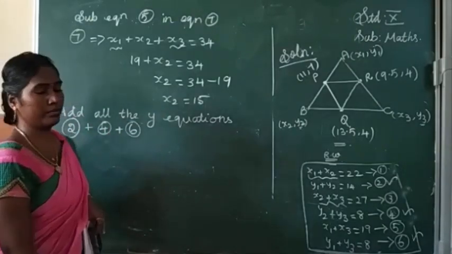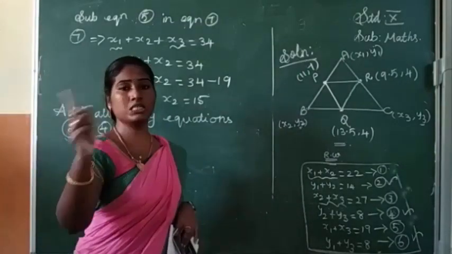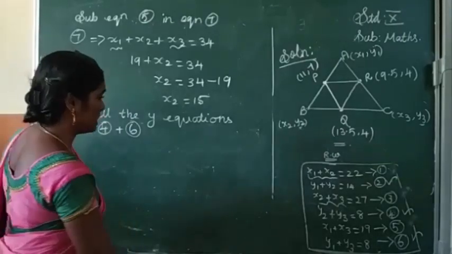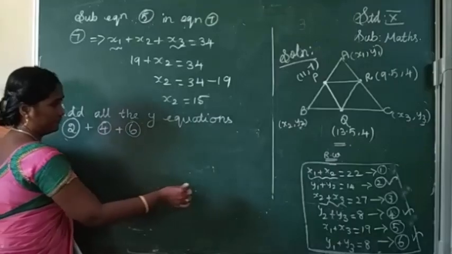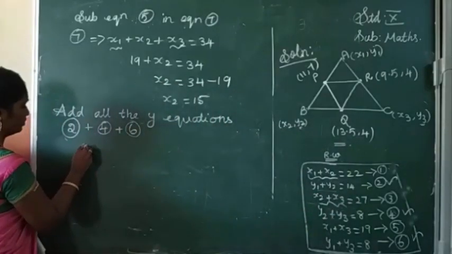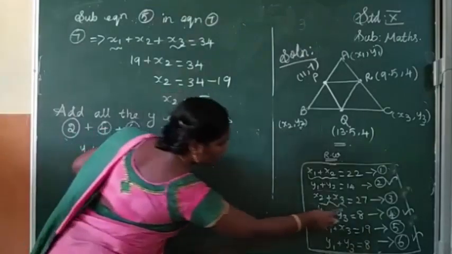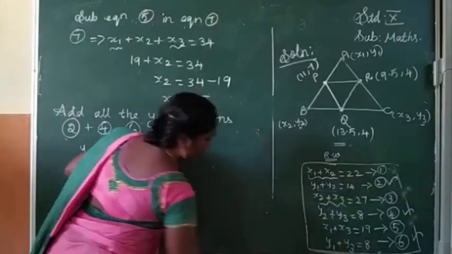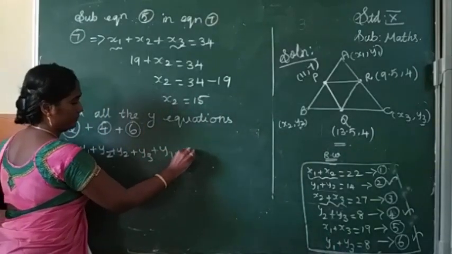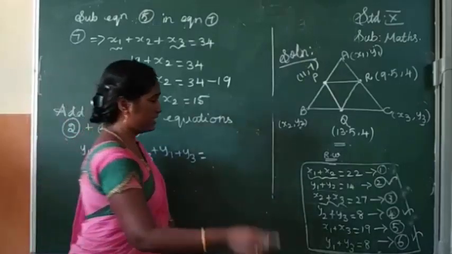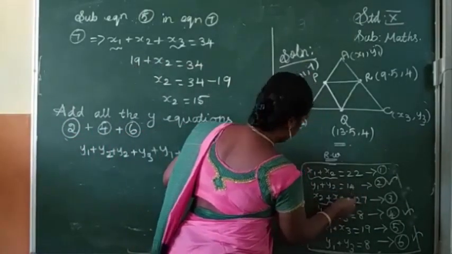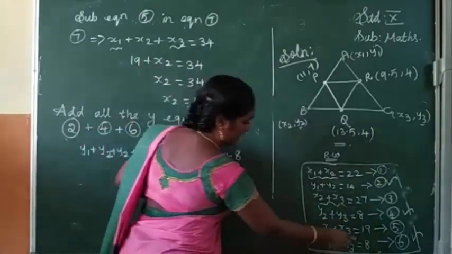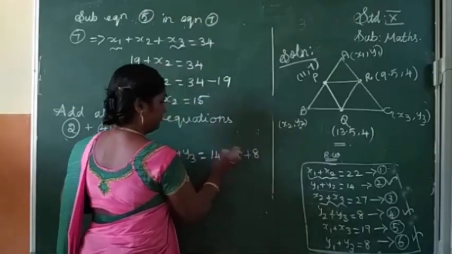Here also just keep it in your mind. Add all the variables on one side and constants on one side. That means write all the y terms on one side and write all the ordinary numbers on one side. Then here the variables are y1 plus y2. Then the fourth equation variable is y2 plus y3. Then the sixth equation variable is y1 plus y3. Then write the constants on one side. Second equation constant is 14 and the fourth equation constant is 8 and the sixth equation constant is 8.